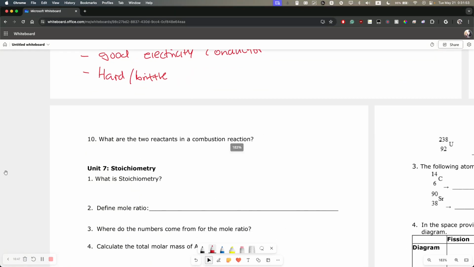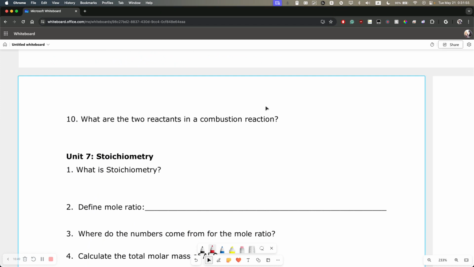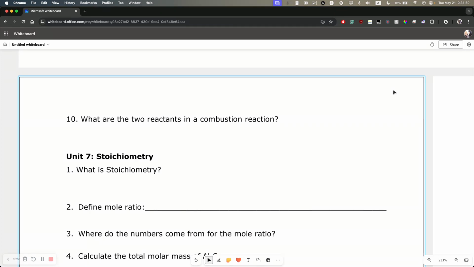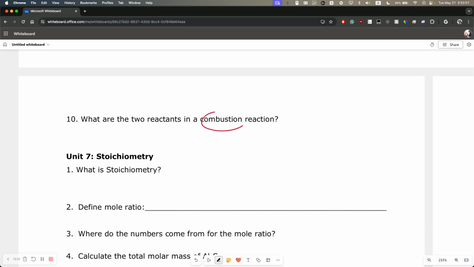Yeah, this one. Question 10. What are the 2 reactants in a combustion reaction? We talked about combustion, and the only combustion you're going to be asked about is complete combustion. And the 2 reactants, remember, reactants are the stuff left of the arrow, left of the yield arrow, I'll say.